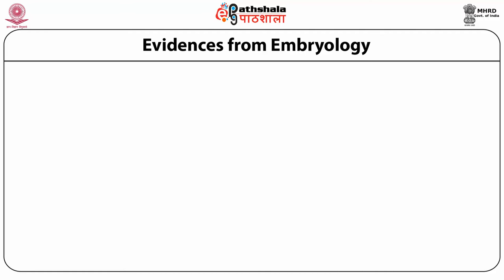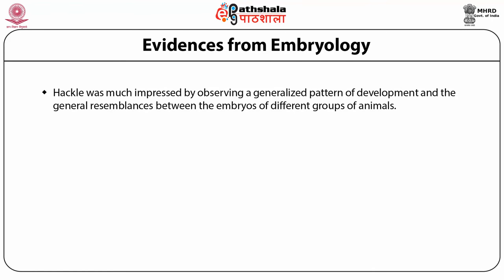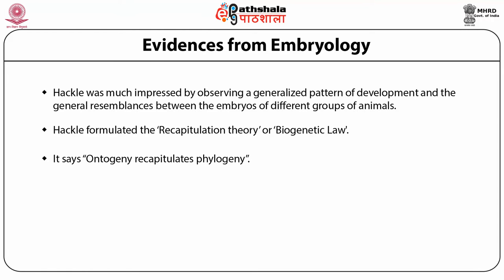Evidences from embryology. Ernst Haeckel was much impressed by observing a generalized pattern of development and the general resemblance between the embryos of different groups of animals. Haeckel formulated the theory called the recapitulation theory or biogenetic law. It says, ontogeny recapitulates phylogeny.